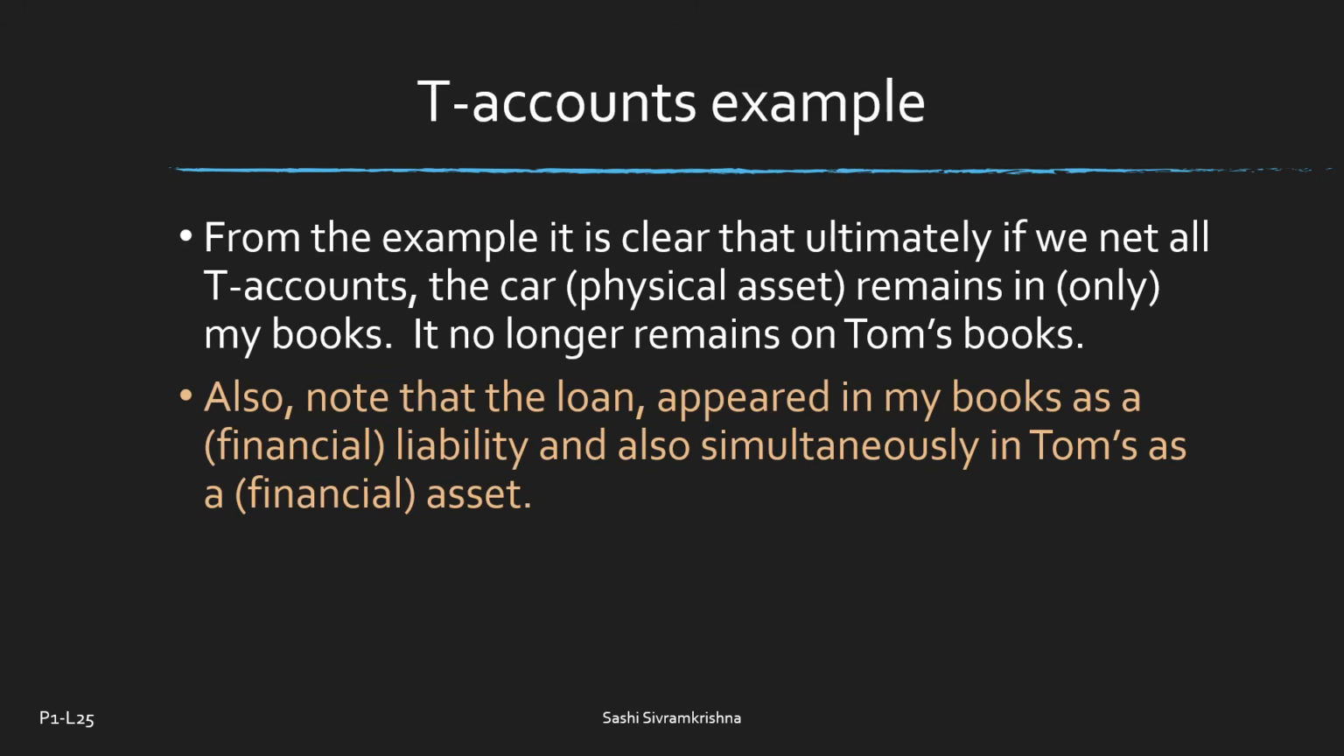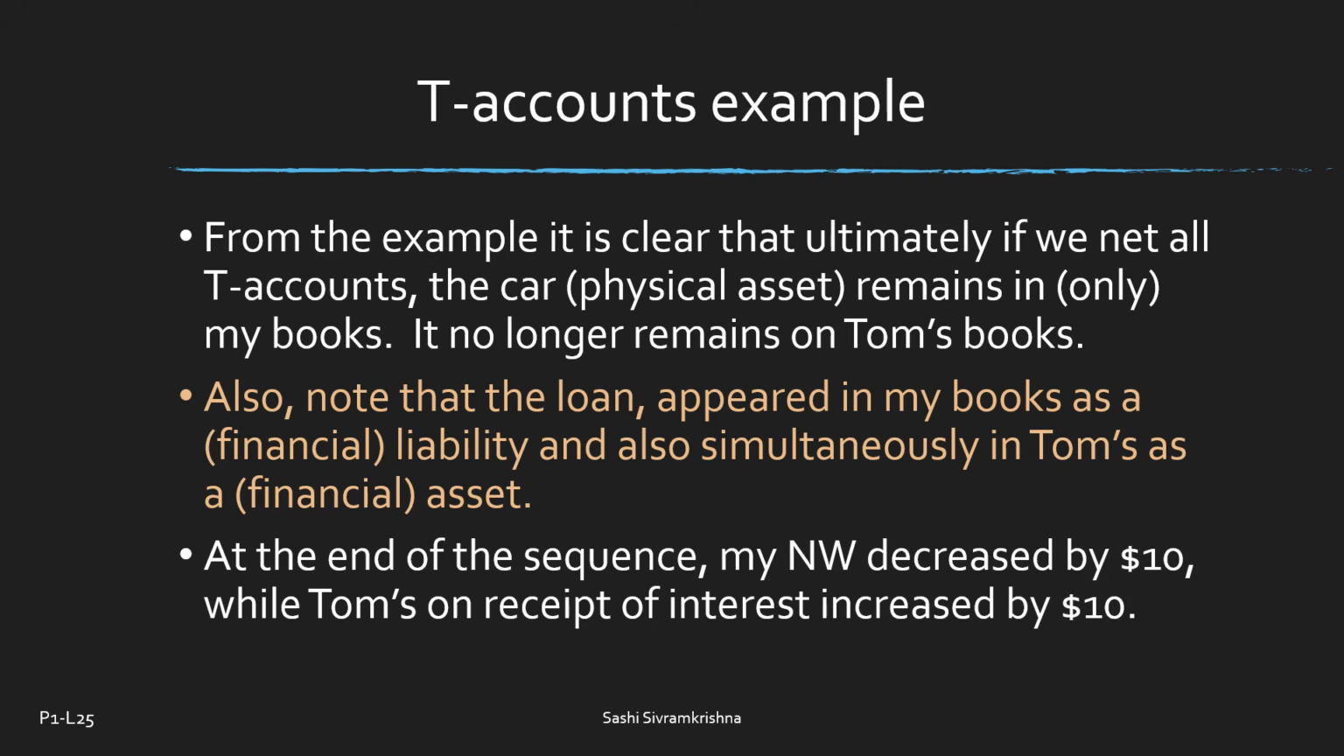The loan, which appears in my books of accounts initially as a financial liability, must appear in Tom's books of accounts as a financial asset. And at the end of the sequence, we saw that while my net worth decreased by $10, Tom's increased by $10, since he received interest on the loan he had extended to me.